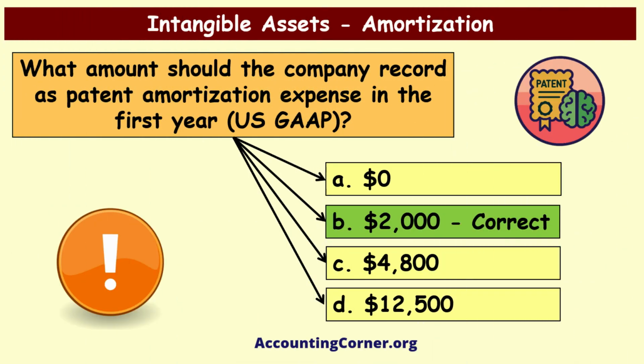So, the correct patent amortization expense for the first year is $2,000, which is option B. We arrived at this by capitalizing only the legal and filing costs, excluding R&D. And then amortizing over the shorter of the legal or useful life, which was 12 years. This aligns perfectly with US GAAP rules for intangible assets.